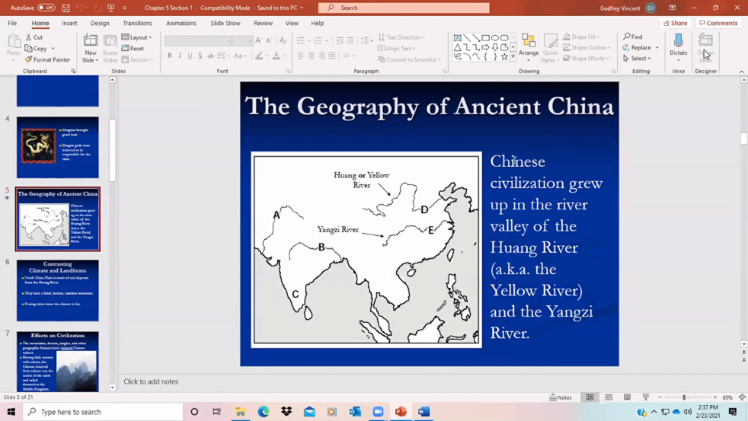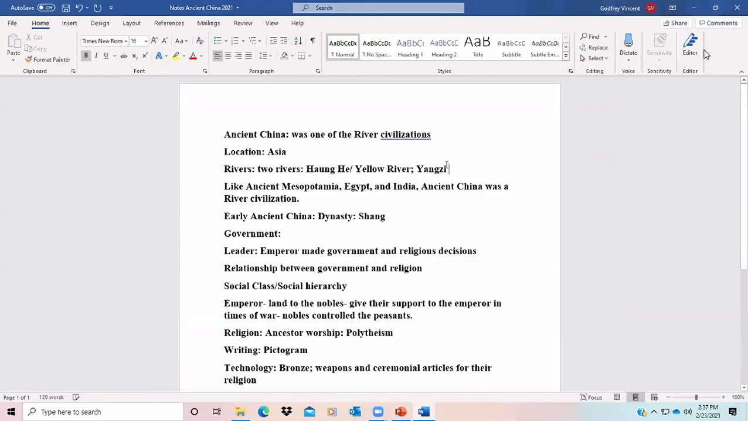So like those river civilizations, we are seeing two rivers in China. The Honghe, called the Yellow River, and the Yangtze. In some books, you will see the Yangtze spelled Y-A-N-G-Z-T-E. It is also spelled like this. So anyway you spell it, it will be correct. So two rivers, right?